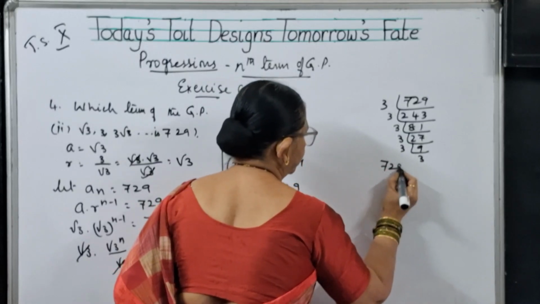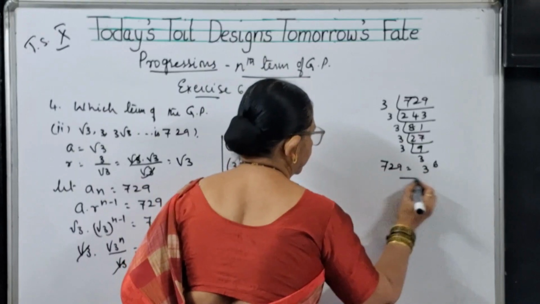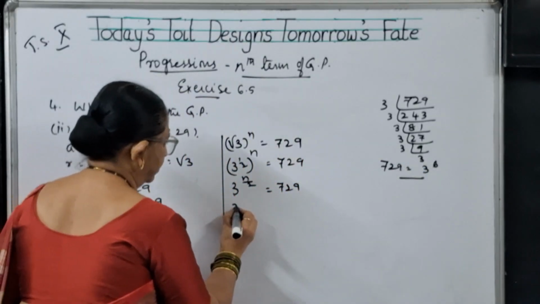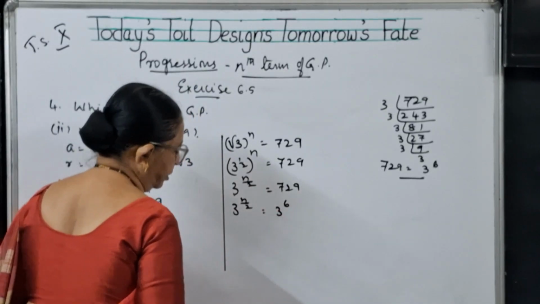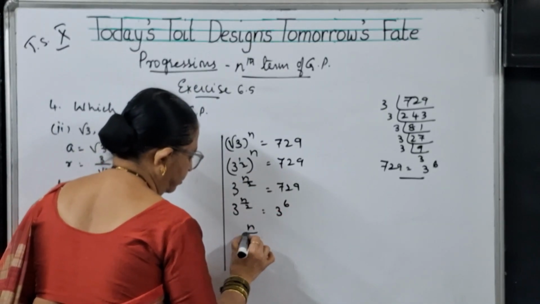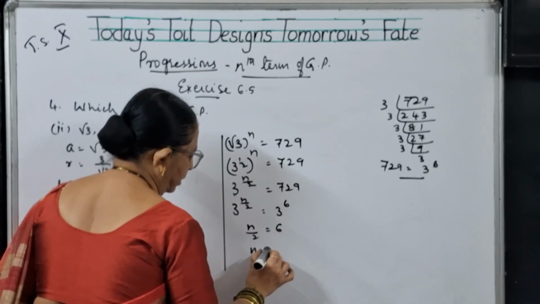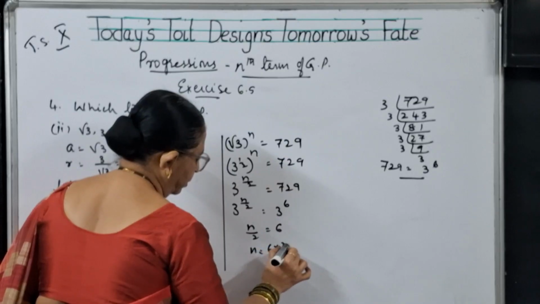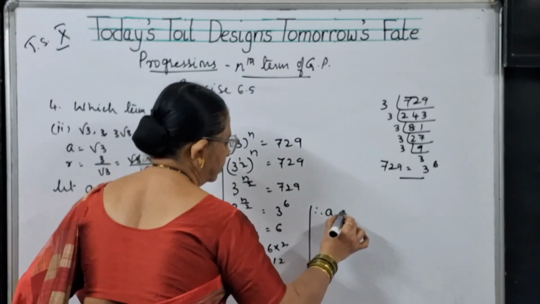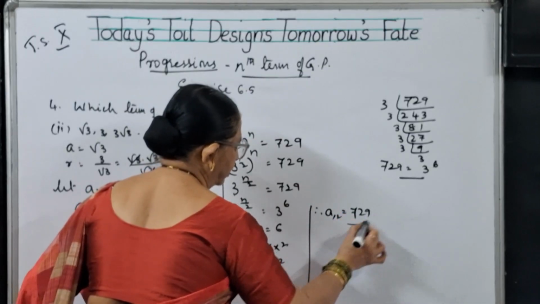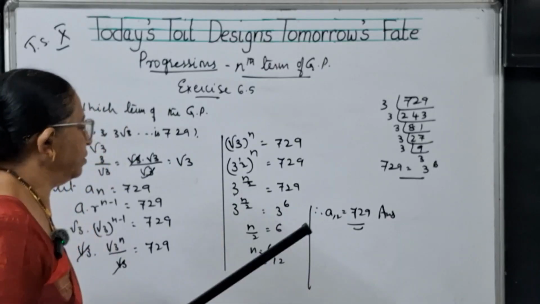So 729 can be written as 3 to the power of 1, 2, 3, 4, 5, 6. So I can write 3 to the power of n by 2 as 3 to the power of 6. That means n by 2 is equal to 6, since bases are same and equal. So what is n? n is 2 into 6, that is equal to 12. So we can say that A12 is equal to 729. This is the answer, children. So the 12th term is 729.